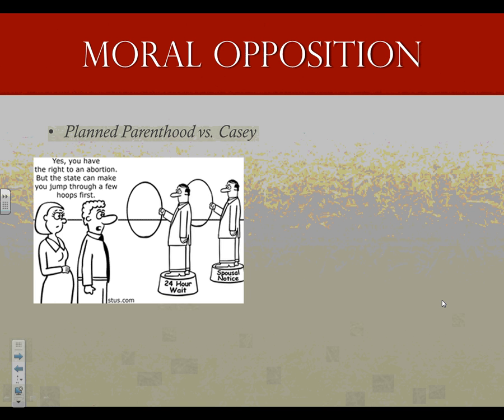Then there were some laws that required women to view sonograms or to have their doctors read information to them about fetal development. So the fetus is now able to do this and that, and here's a picture of your baby and here's the head. Other laws required things like parental notification. So if it was a minor, their parents had to consent to the abortion. Or spousal notification. So if you were married, your husband had to give you permission to get an abortion.